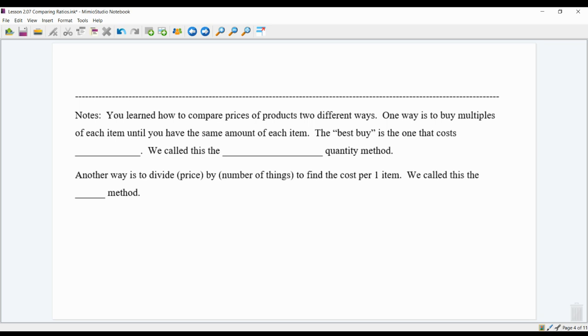When we were using ratios and common quantities and dividing to compare prices for products, we learned that you could buy multiples of something, and the one that costs less is the one you want to buy. And we call this the common quantity method. You buy the same amount of each and see which one costs less. Now, another way, I called it the per method, right? Other people might not call it that, but it's dividing to find the cost per one item. So we're using those ideas in today's lesson to look at different colors of paint.